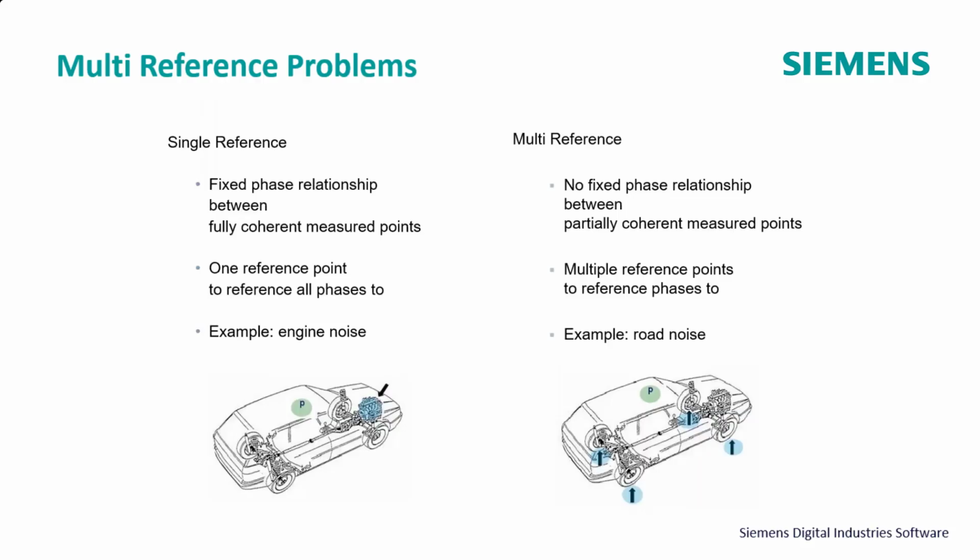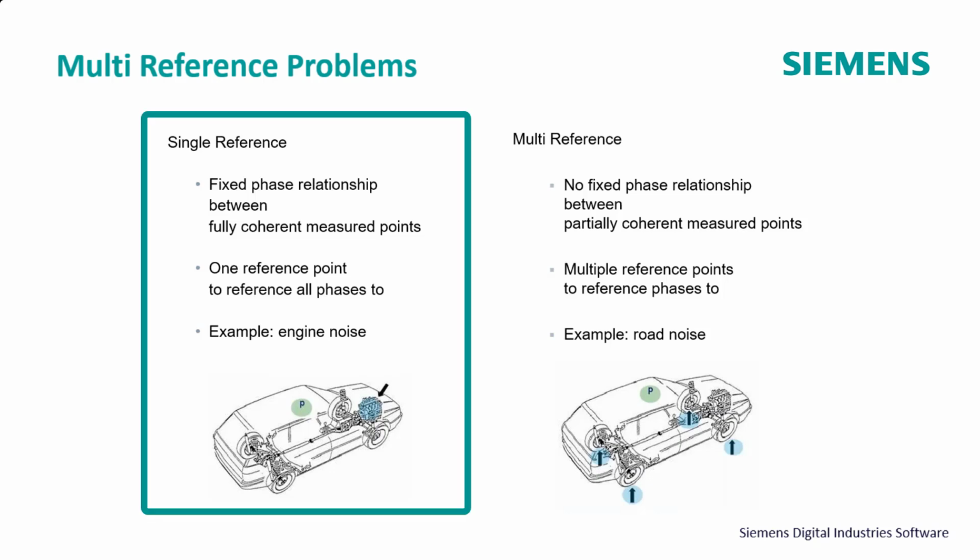Here's a slide showing the differences between a single reference transfer path analysis and a multi-reference. And most questions I get in most TPA studies are single reference problems. And that means there's a fixed phase relationship between fully coherent points. One reference point to reference all the phases to, and an example is engine noise.